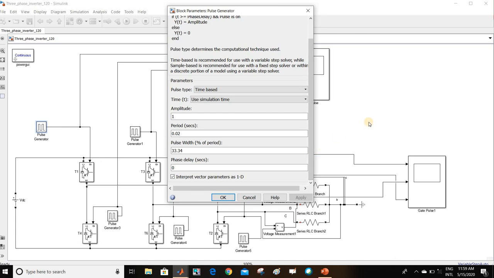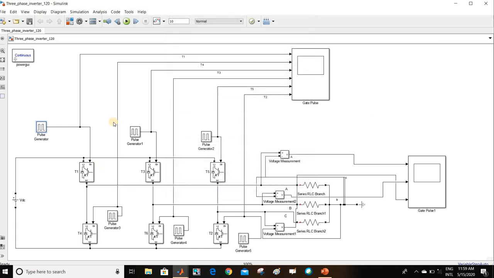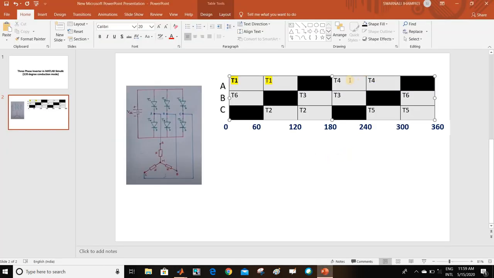Next, phase delay. We can see at 0 degree thyristor 1 (T1) will get triggered. So for thyristor 1, phase delay will be 0. Now coming to thyristor 4. If we consider thyristor 4, you can see from the table that thyristor 4 will trigger at 180 degrees.